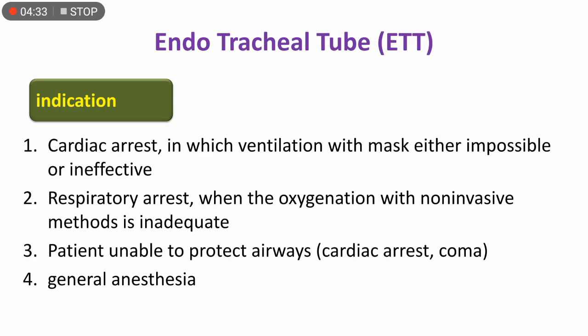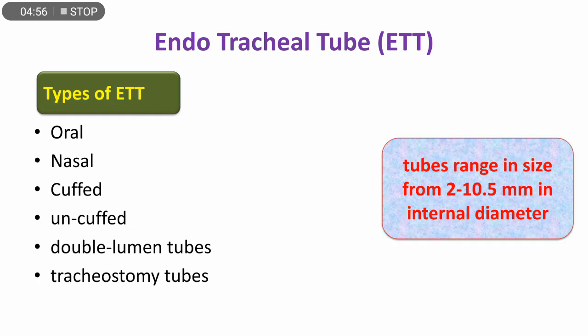Indications for using endotracheal tube. Cardiac arrest, in which ventilation with a mask is either impossible or ineffective. Respiratory arrest, when oxygenation with a non-invasive method is inadequate. Patient unable to protect the airway, like in cardiac arrest or in coma. Also, it could be used with general anesthesia.